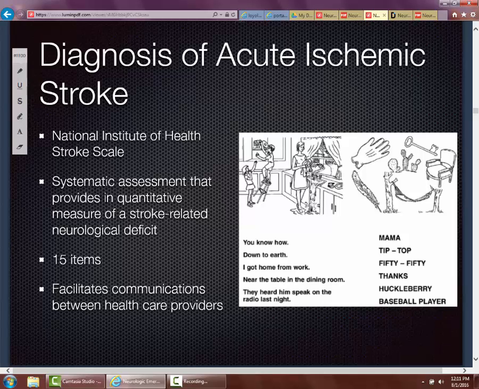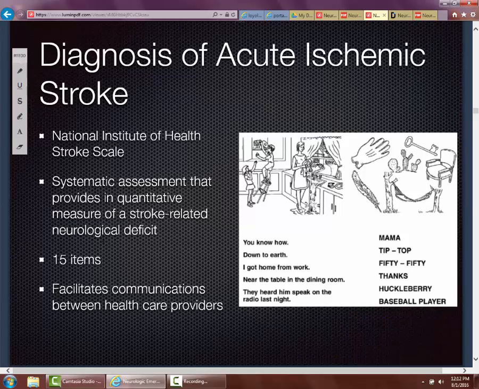So this is 4 of the 15 items to assess for speech and dysarthria. You give the patient the card and you say, can you describe what I'm seeing? It pretty remarkably brings out someone's aphasia. And the bottom one's assessed for articulation, which can bring out someone's dysarthria.